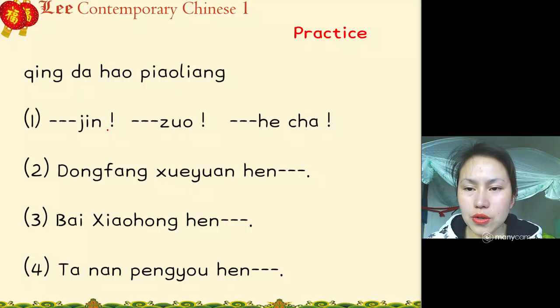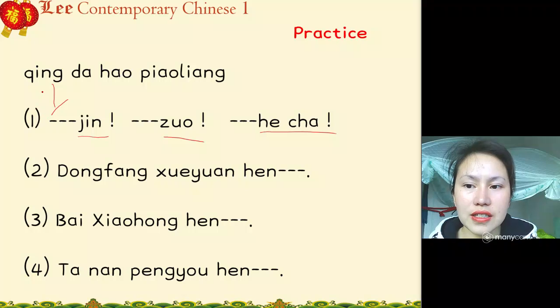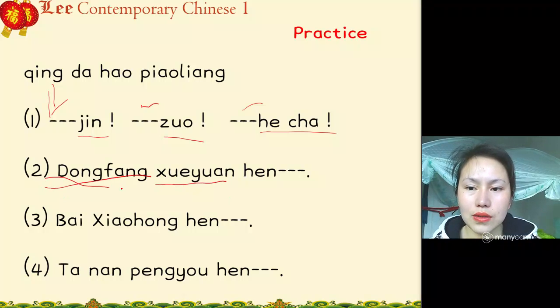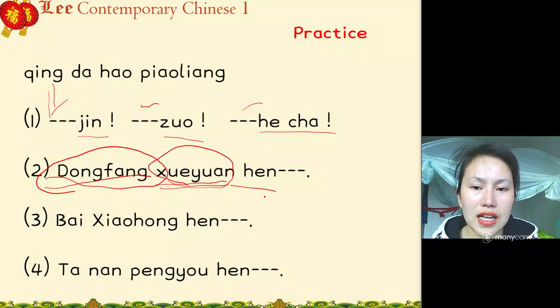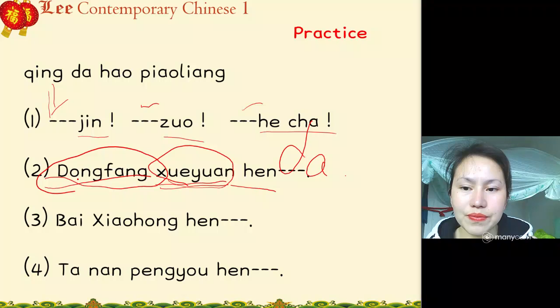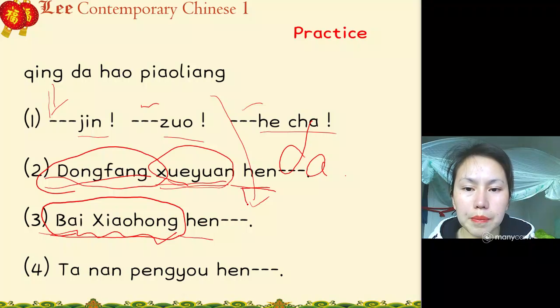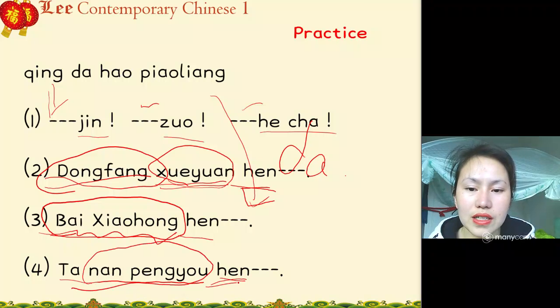Let's practice it. We have new words and grammar. 进, come in, 坐, and 喝茶. Remember: 请进, 请坐, 请喝茶, please come in, please have a seat, please have tea. 东方学院, 东方 Eastern, 学院 college. The college can be very big: 东方学院很大. 白小红, do you recognize this name? It's a person. 白小红很漂亮, the person can be very beautiful. 她男朋友很好, she's boyfriend is very good.